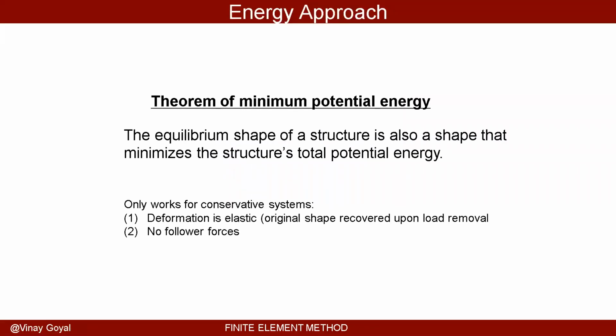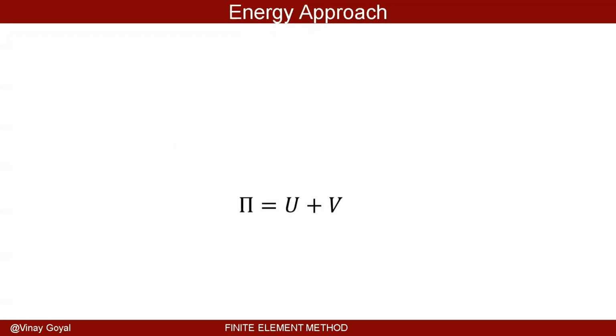The theorem of minimum potential energy states that the equilibrium shape of a structure is also a shape that minimizes the structure's total potential energy. It only works for conservative systems. The deformation has to be elastic and there cannot be any follower forces. So again, if I'm able to calculate the potential energy for the system, the shape the structure is going to take is going to be the shape that minimizes that potential energy. That's what the theorem says.